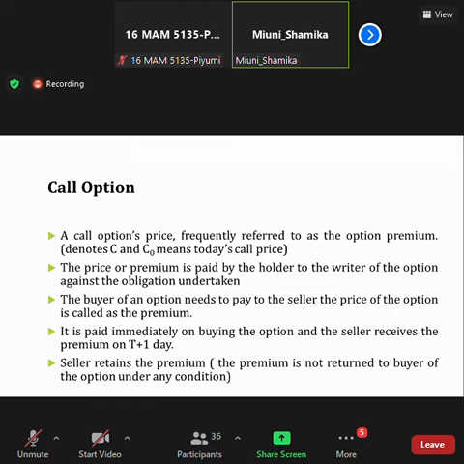The buyer of an option needs to pay to the seller the price of the option, which is called the premium. It is paid immediately on buying the option and the seller receives the premium. So the option buyer will pay the premium to the seller, right?